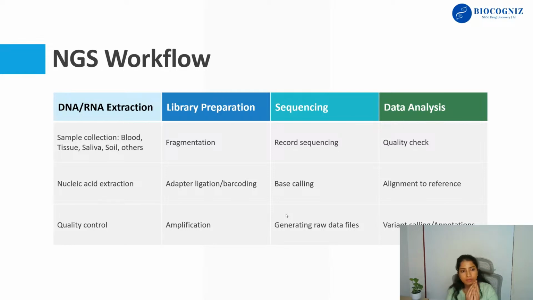So the first step is extracting the genetic material, let it be DNA or RNA. Then the quality check on the wet lab side. Then the second major step of the NGS workflow is library preparation.